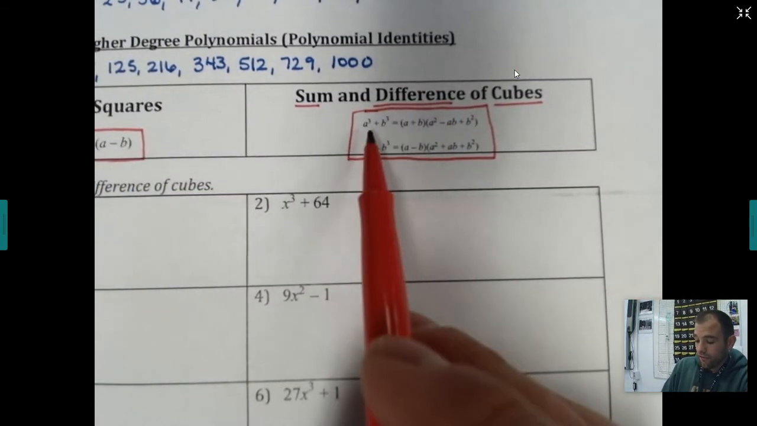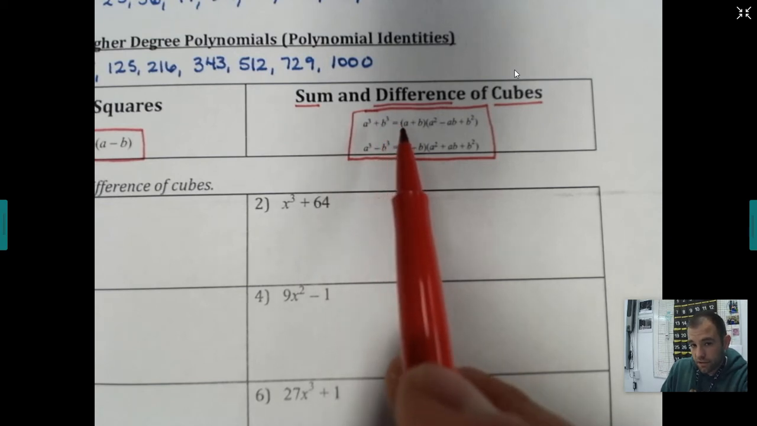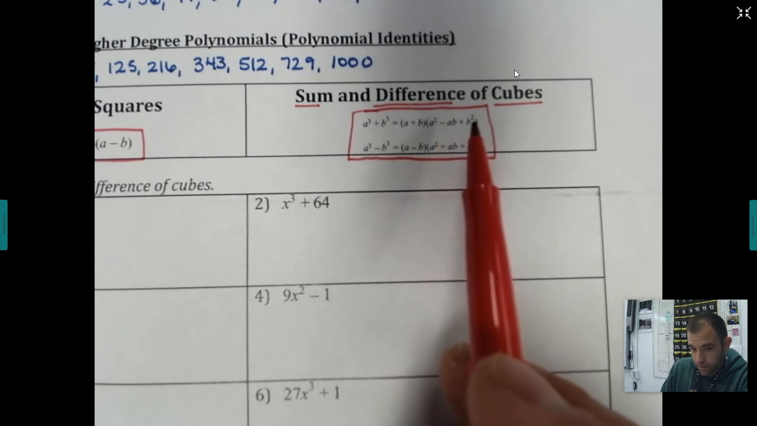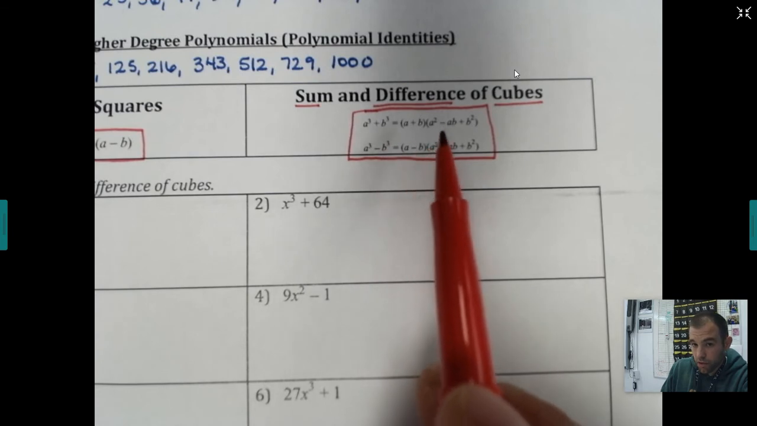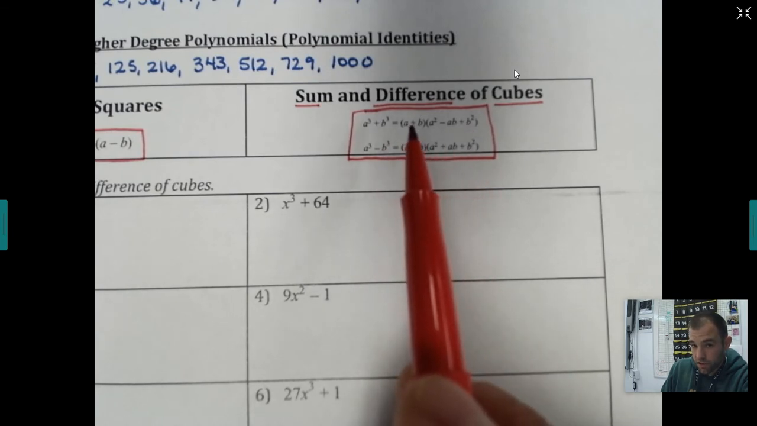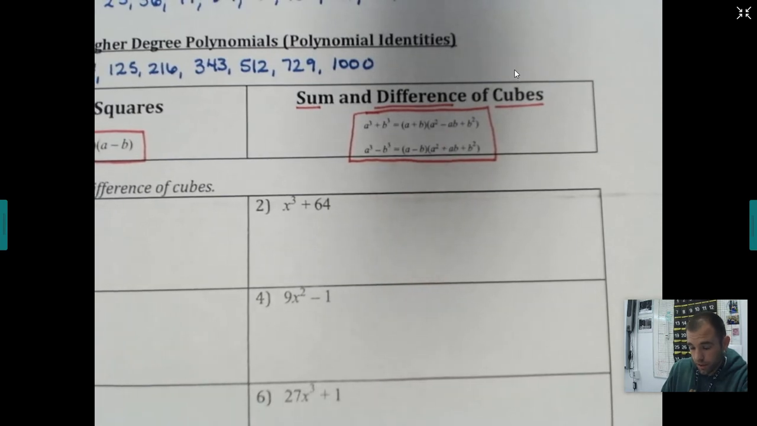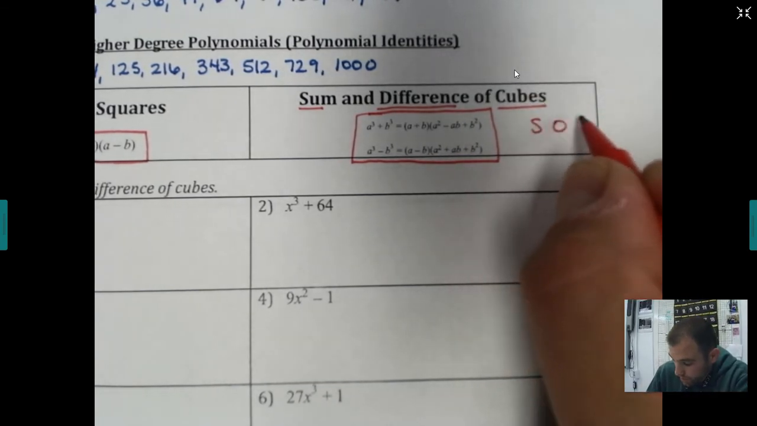If it is a cubed plus b cubed, that will factor into (a plus b) times (a squared minus ab plus b squared). If it's a cubed minus b cubed, it's really similar. The only thing that changes is that the first plus turned into a minus, and the second minus turned into a plus.